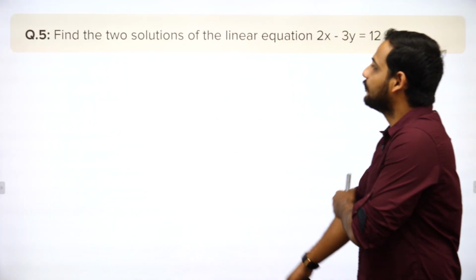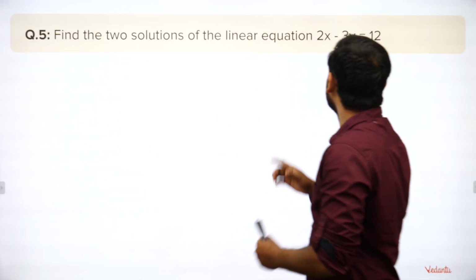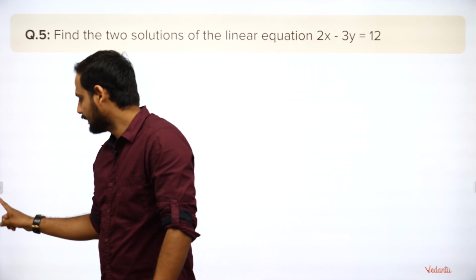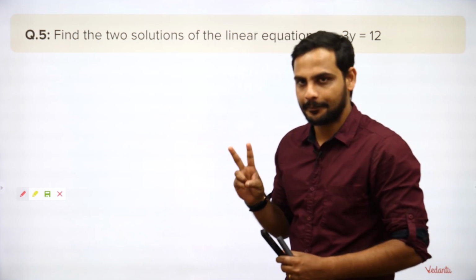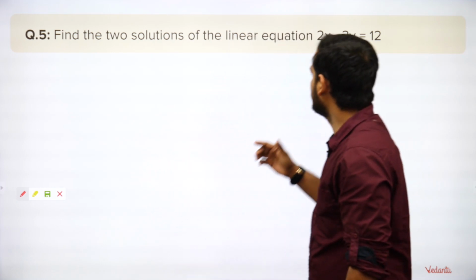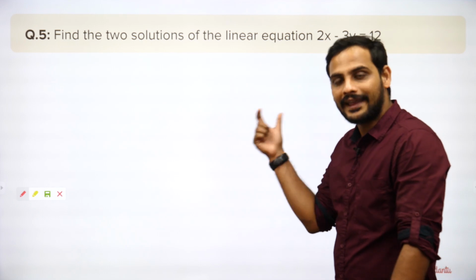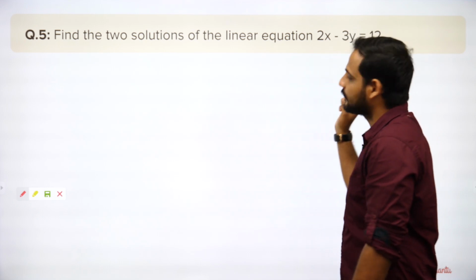The next question is, find two solutions of the linear equation 2x minus 3y is equal to 12. Now how do we find the solution? See, you have to find any two solutions, that is, any two values of x and y for which this equation will be satisfied.